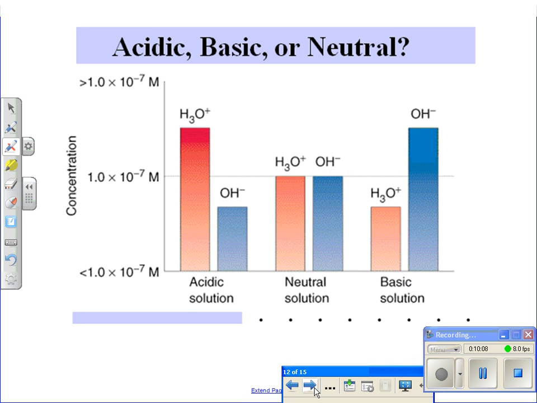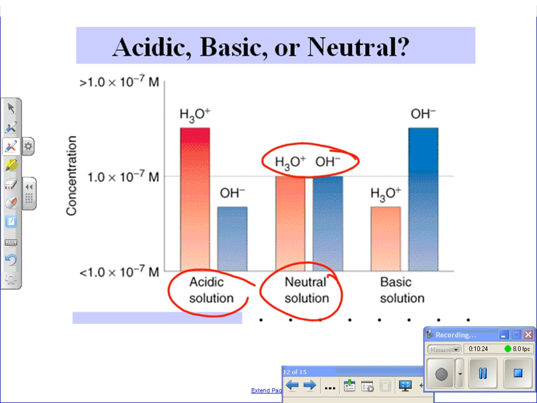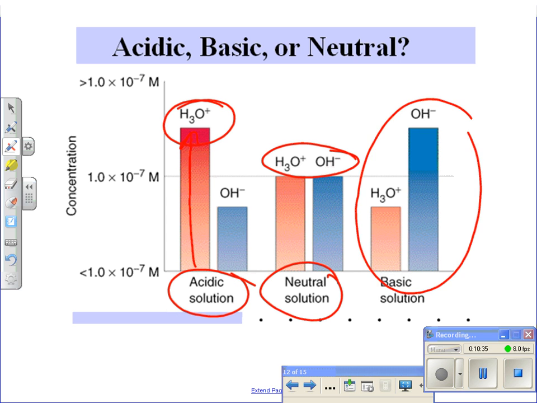What does it really mean when we say something's acidic or basic? When something's neutral, like water, it means the concentrations of H3O+ and OH-, hydroxide, are equal to each other. They cancel each other out. When you say something's an acid, it fundamentally means that you have more H3O+ than OH-. So the ratio is higher, and therefore it will give you a lower pH value. A basic solution is the exact opposite: you have more hydroxide than H3O+.